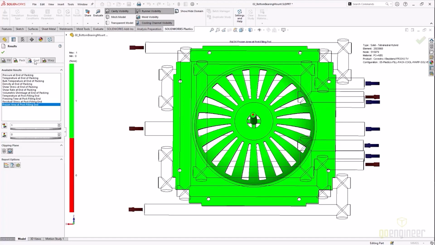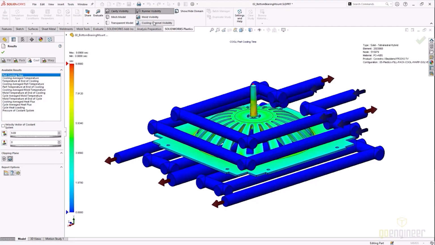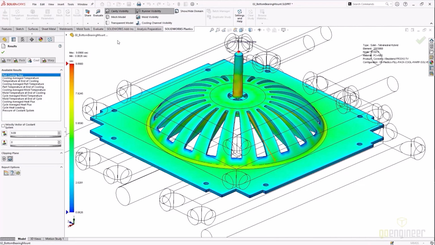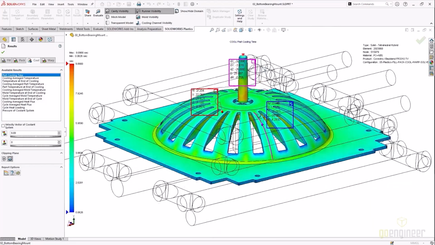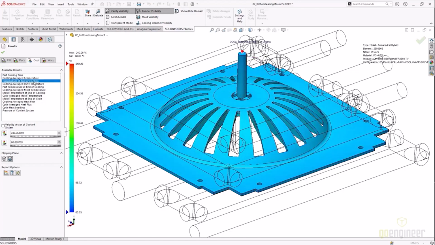We can look at the cooling results, understand the temperature in the model. So what temperature are we seeing with the cooling channels? What temperature are we seeing on the part? So this is actually part cooling time. We can measure different areas on the model, kind of understanding the difference between those areas, point locations that we're picking as well. So we'll turn the measure tool off. We look at the cooling temperature, temperature at end of cool, the mold temperature at end of cooling.